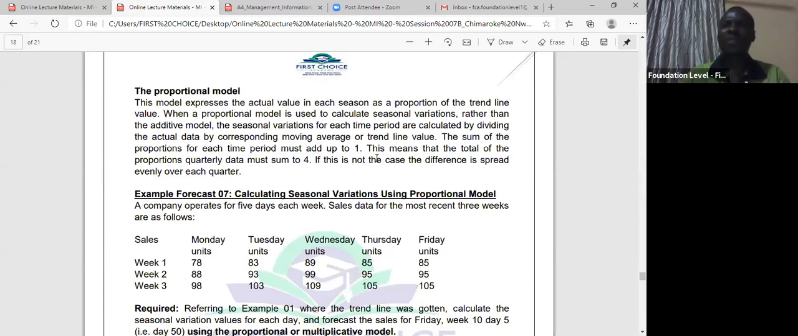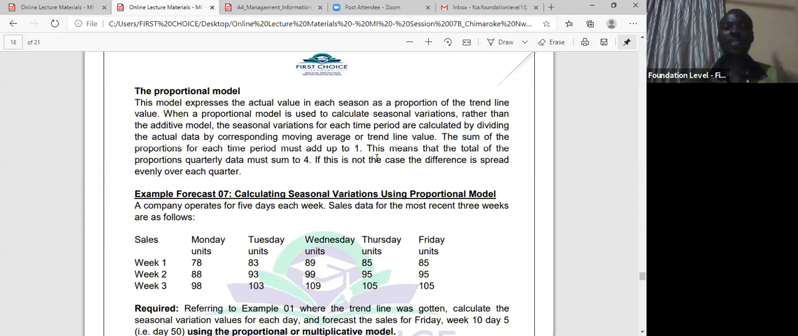They are going to be more than 0, so you will not get negative answers, but you're going to be getting 0 point something because it's proportional. You're going to get 0 point something, or you're going to get 1 point something. Why are you getting 0 point something? This is because your actuals might be lower than your trend. Why are you getting 1 point something? Because your actual was more than your trend.